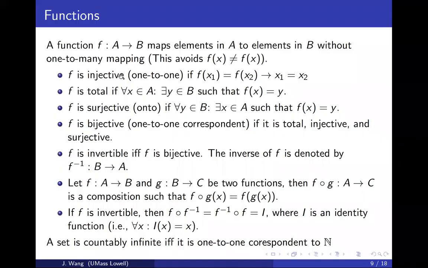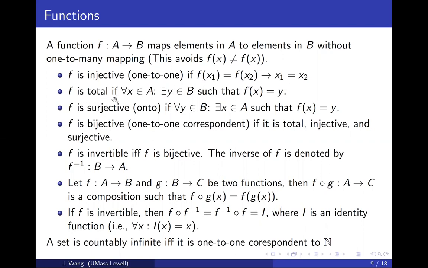All right. So now we look at several notions of some particular functions f. Okay, so f is injective, which is also called one-to-one if it is a one-to-one mapping. So this is the definition. If f of x1 is equal to f of x2, then x1 has to be equal to x2. Okay, so this is a one-to-one mapping.